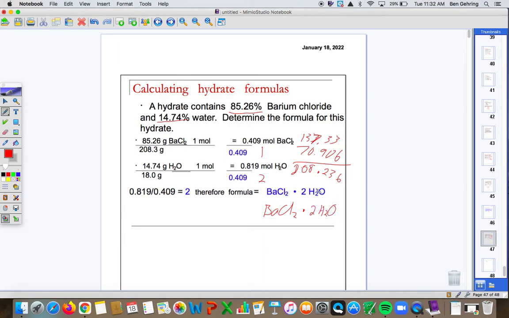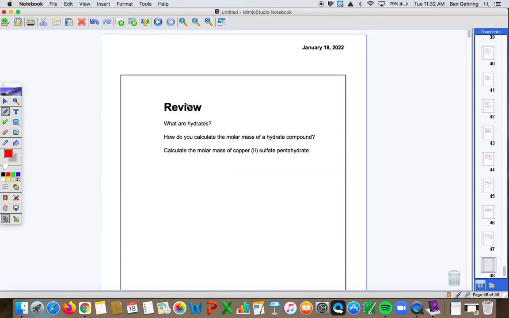Okay, those are hydrates. That's the calculations involved in hydrates. Pretty straightforward as far as that goes. So some quick review questions. What are hydrates? Be able to tell me what those are. How do you calculate the molar mass of a hydrate compound? And then calculate the molar mass of copper(II) sulfate pentahydrate. So that's your task to wrap things up.